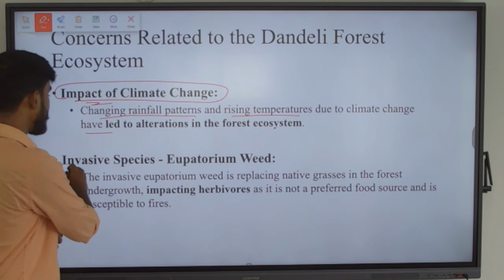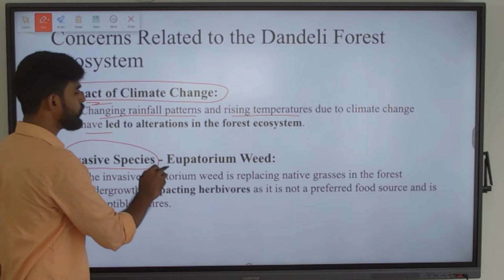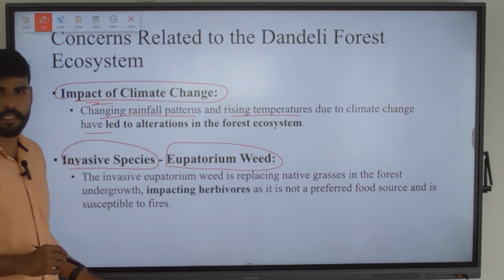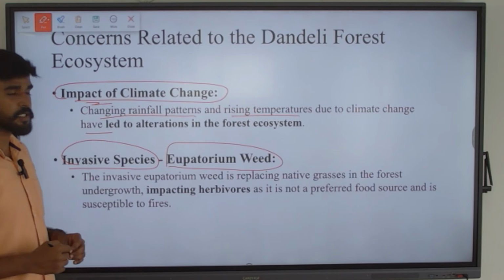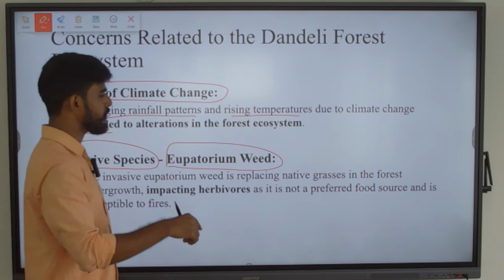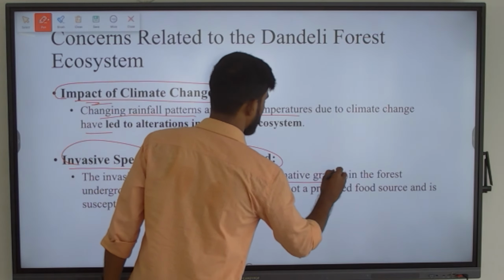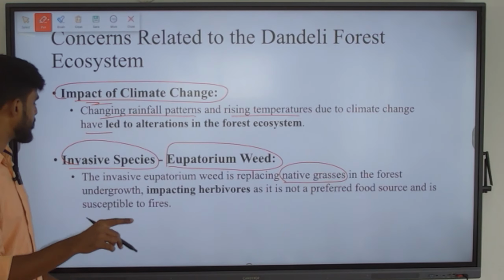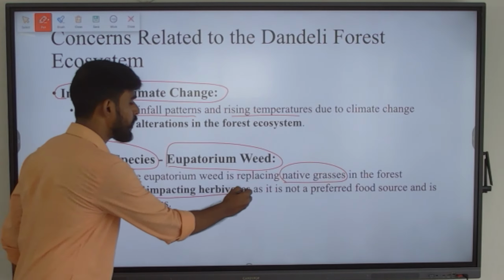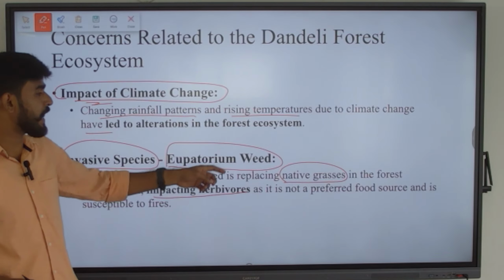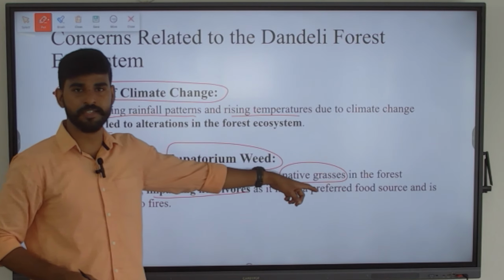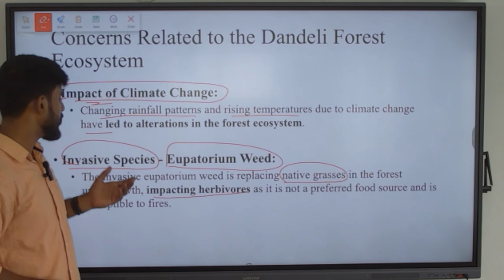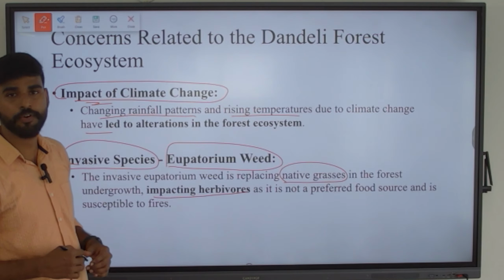Moreover, there is an invasive species, that is Eupatorium weed. This species is replacing the native grasses which are already present in the forest. When the native grasses are replaced, it will impact the herbivores, because these herbivores are directly dependent on these native grasses. But these native grasses are being replaced with this invasive species, Eupatorium weed.